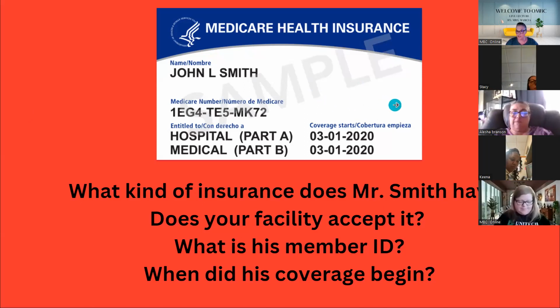Isn't that pretty much the general rule, Brandy? Yeah, it depends on the provider. But 9 times out of 10, the majority of providers accept Medicare because there's too many Medicare patients not to. But yeah, if they didn't have a secondary that provider was in network with, then they would be self-pay.